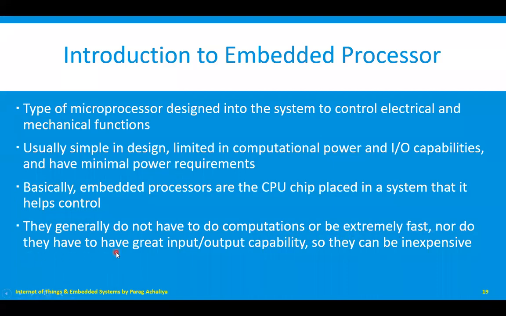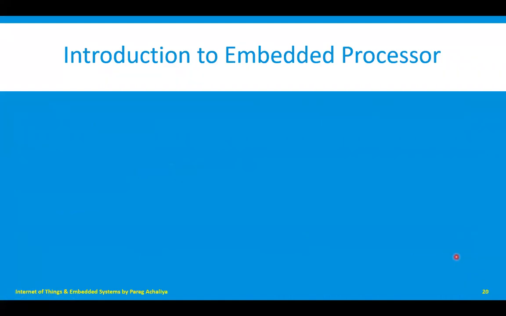Nor do they have to have great input output capability. So it is not required that every embedded processor must be very fast in input and output capability. That will be fine if they are slow. That will be fine if they are not able to do any kind of computation activities. But the task of the embedded processor is to support what? The CPU, central processing unit. That's why they are very inexpensive. That means they are not so expensive in nature.